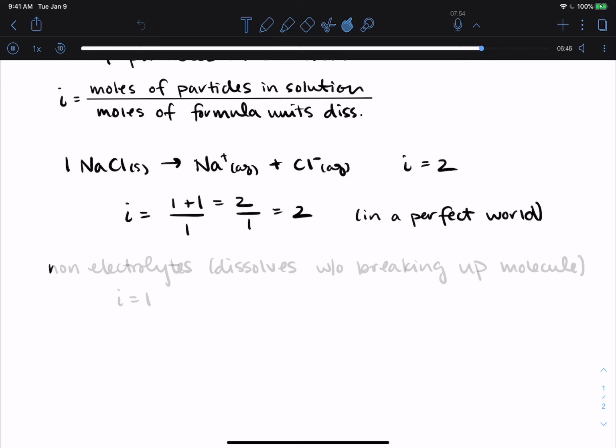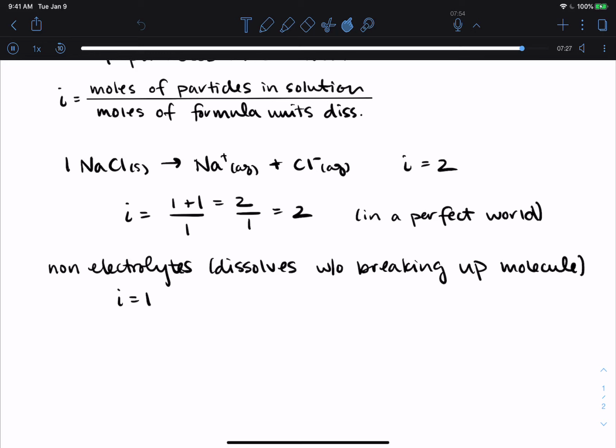For things that are non-electrolytes, this just means that it dissolves without breaking up the molecule. So something like sugar is a non-electrolyte because it dissolves, say, in water, but it's still whole sugar molecules once it gets into water. Your i factor is 1, because you get 1 particle in solution for every 1 formula unit that dissolves.